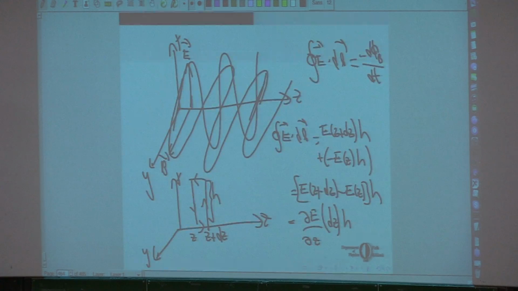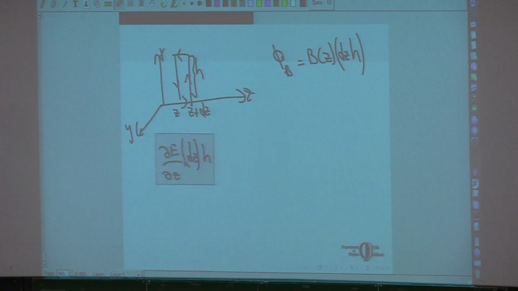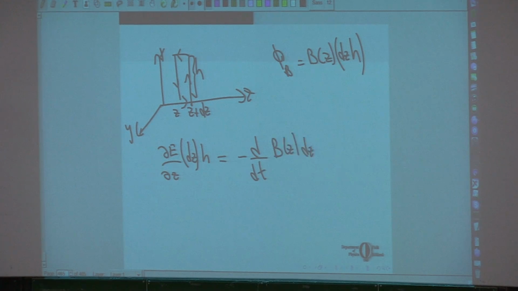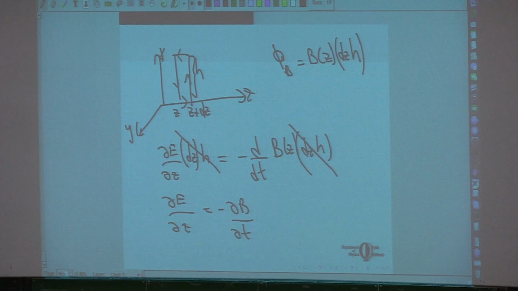Now we know that this integral should be equal to minus d by dt of the magnetic field at Z times dz times h. So again, these two will cancel each other. dE by dz will be equal to minus dB by dt. Okay, this is one equation we have.